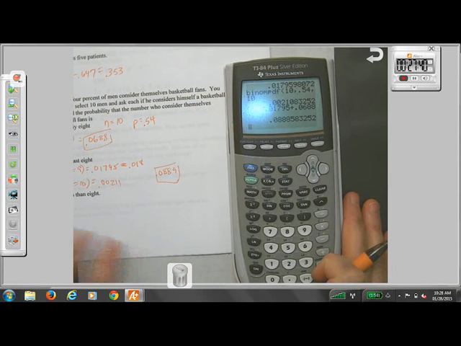And what are we going to do for less than 8? Subtract from 1.